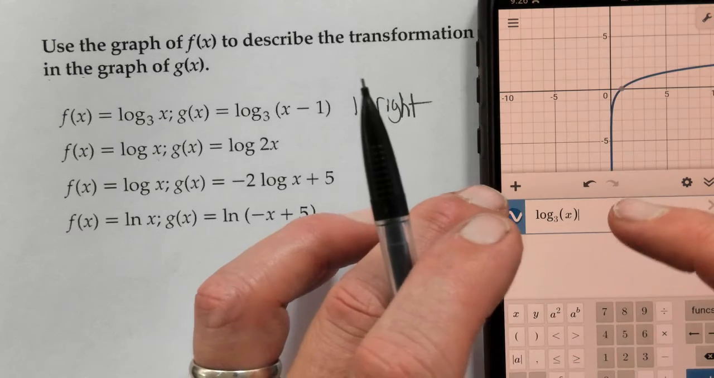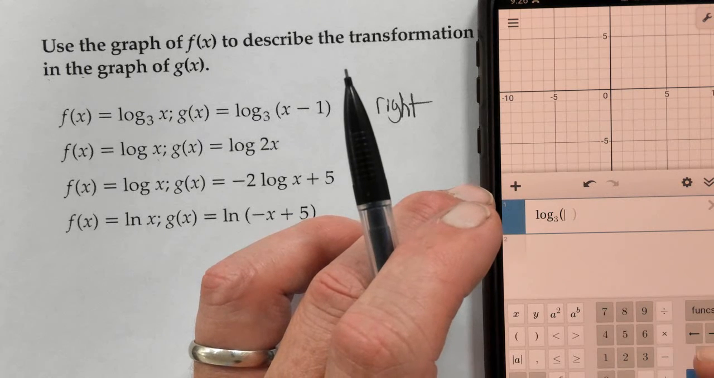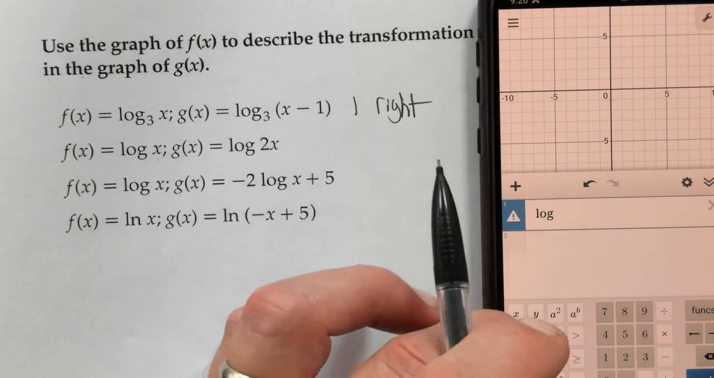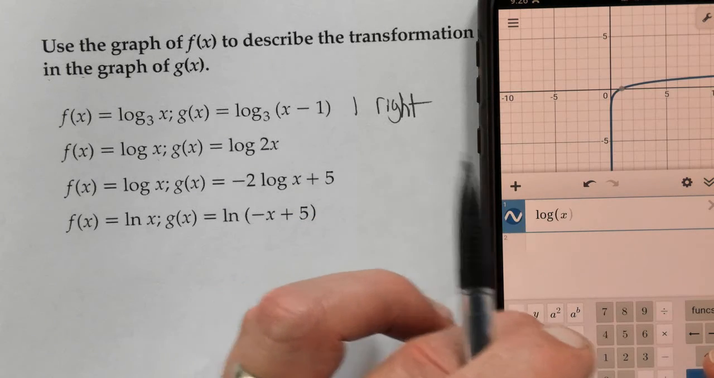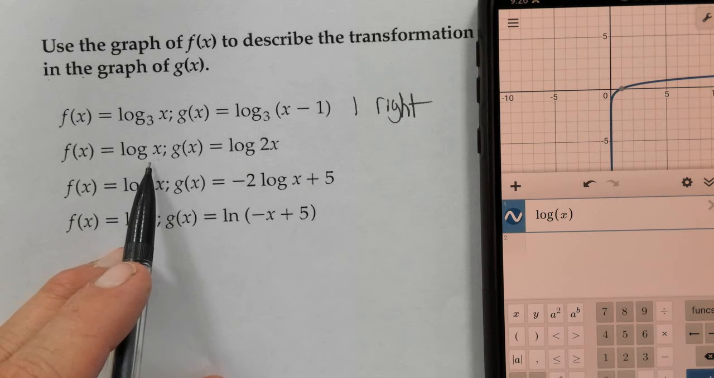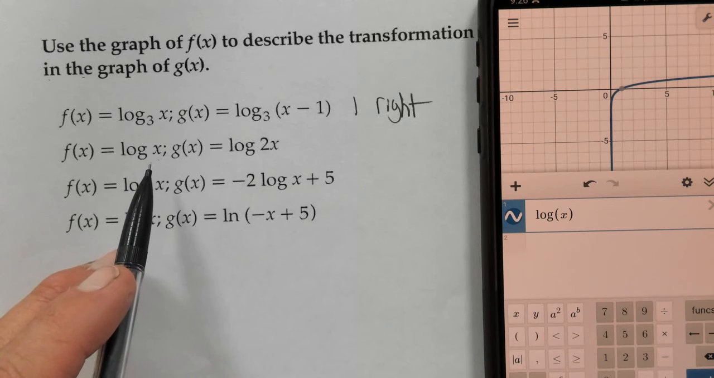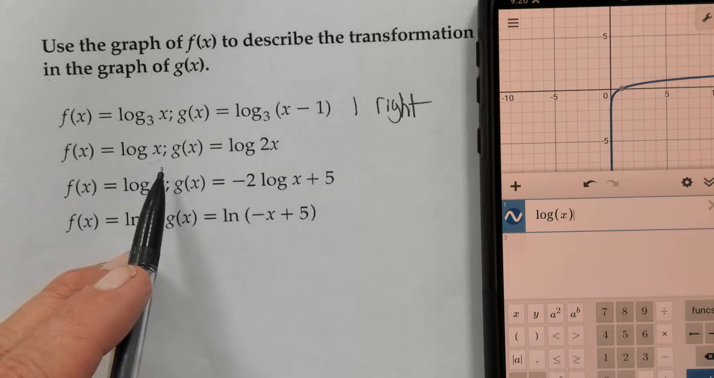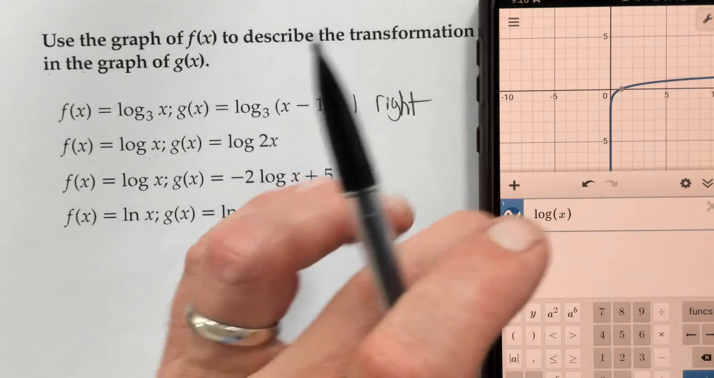So I'm going to clear this one off, and I'm going to see if I can change this one to just log of x. So there's log of x. Now, remember what we had said earlier? If there's no base indicated in the log, then it's understood to be base 10.